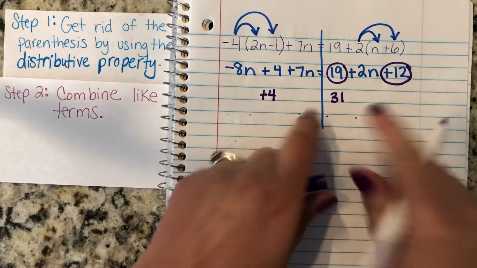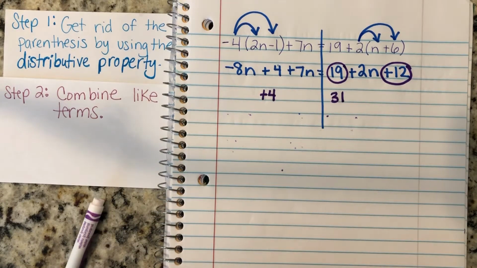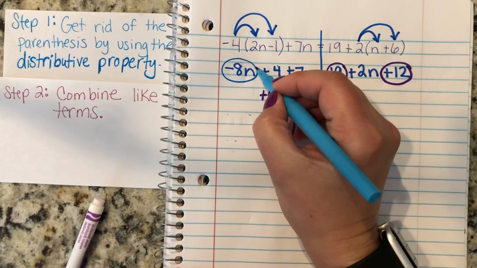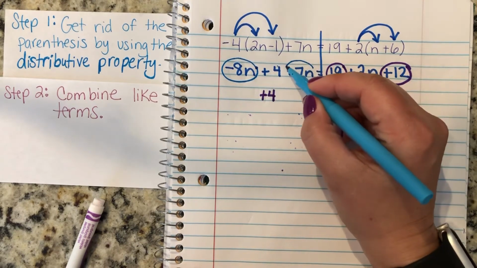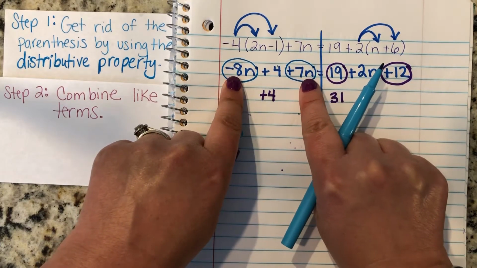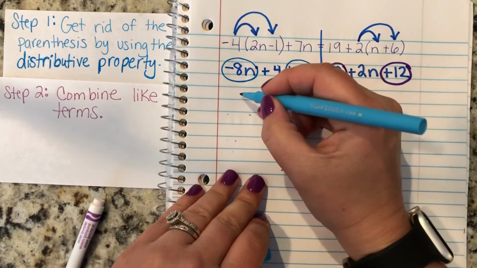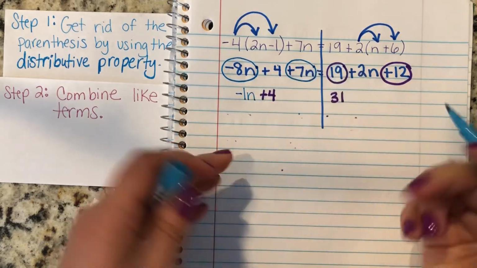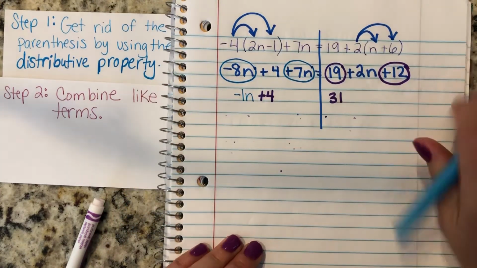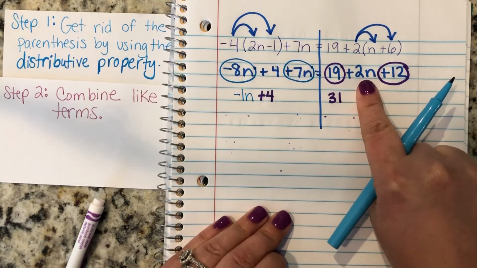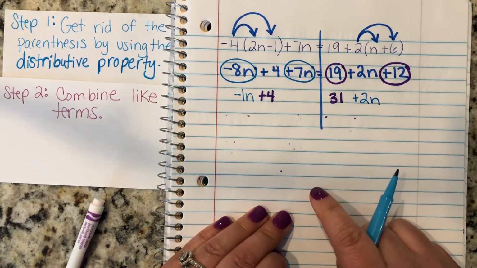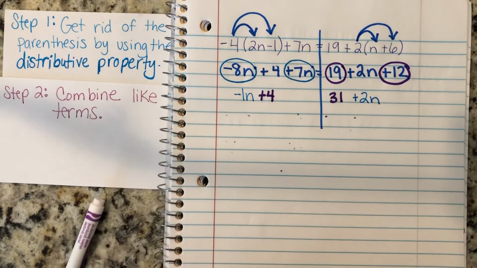So constants, constants. Then I can look at my variables. So I have 8 negative n's, and I have 7 positive n's. So when I combine that, negative 8 plus 7 equals negative 1n, or you could just say negative n, right? Left side is now taken care of. Right side, there's only one term with a variable in it, so that just gets brought down, okay? So this is my new equation that I'm going to solve.